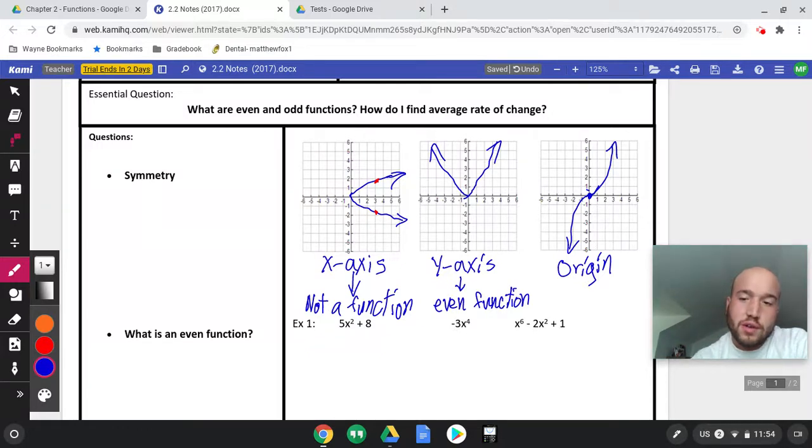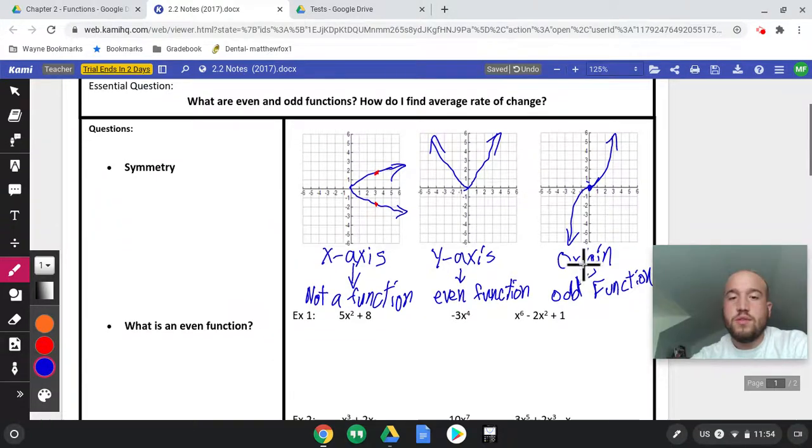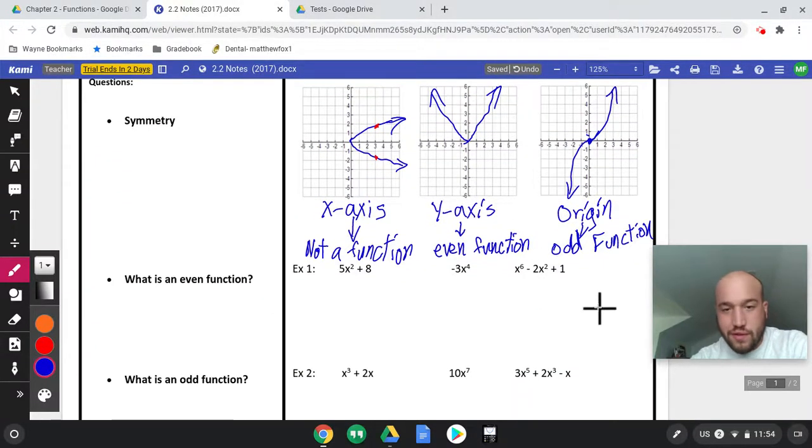Okay, and the final one, if it's symmetric on the origin, then this is going to be an example of an odd function. So once again, the reason this is useful, it's not yet, but once we find out how to establish if a function is even or odd, then we will be able to use that information before we even graph it. We'll know, is it symmetric over the y-axis or is it symmetric over the origin? Now, when we're dealing with functions, we're never going to get something symmetric over the x-axis because remember, if it's symmetric over the x-axis, it is not a function.